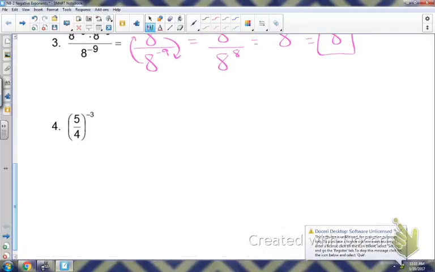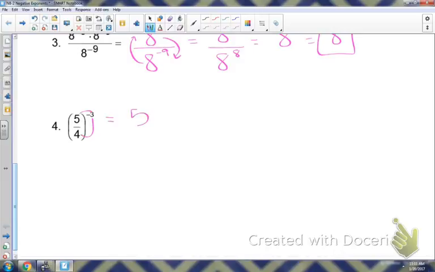Alright, 4, we're going to distribute that negative 3 to both of our terms inside the parentheses here. So that would be 5 to the negative 3rd over 4 to the negative 3rd. And then we're going to make our exponents positive. So I'll take the base 5 to the bottom and this base 4 to the top because they both have a negative exponent. So I'll have a 4 to the positive 3rd power over 5 to the positive 3rd power.